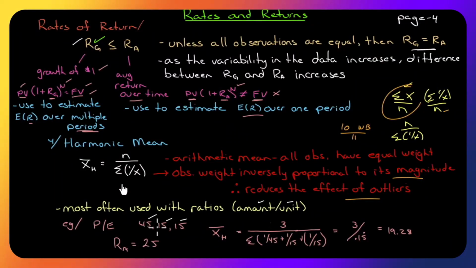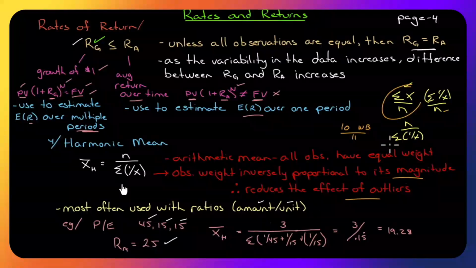If we took an arithmetic average of these 3 numbers, we'd have an average PE in the industry of 25. Let's do the harmonic mean. And all we're doing is we're inverting. So it's the sum of 1 over x. So it's the sum of 1 over 45 plus 1 over 15 plus 1 over 15.